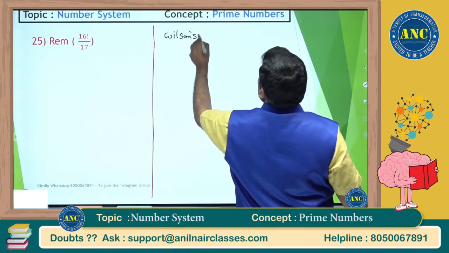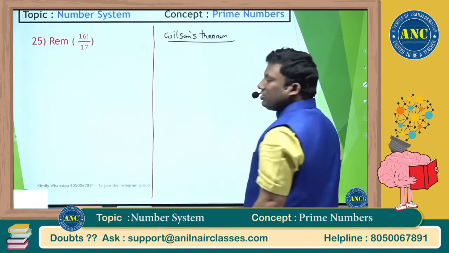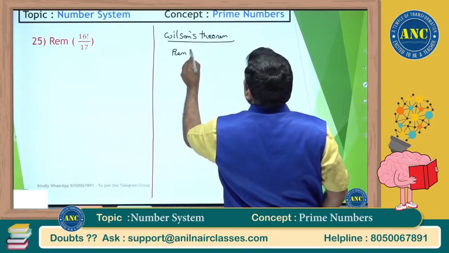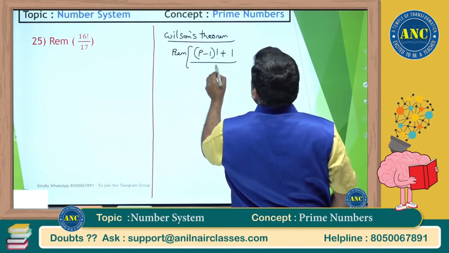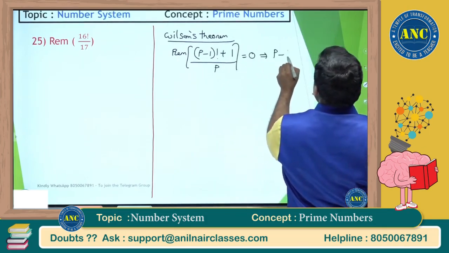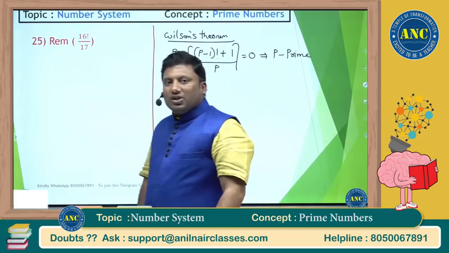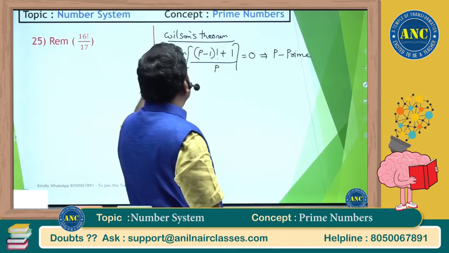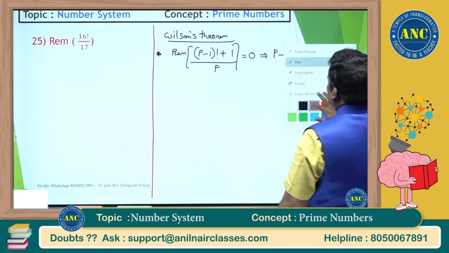Wilson's theorem based questions are extremely important. Wilson has proposed a theorem based on prime numbers. The theorem goes like this: (p minus 1) factorial plus 1, when divided by p, the remainder is 0 when p is a prime number. Extremely important key points. Very, very important key point.